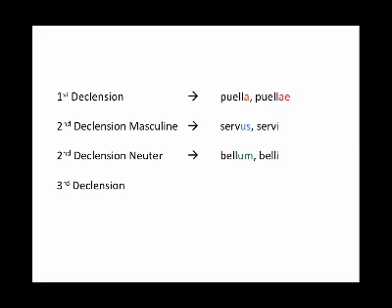And now we're going to learn third declension masculine and feminine nouns. And these are a little different because the nominative form is irregular and the genitive form ends in is. So here we have pater, patris, soror, sororis, nepos, nepotis. Notice that the nominative singular is irregular, but the genitive always ends in is.